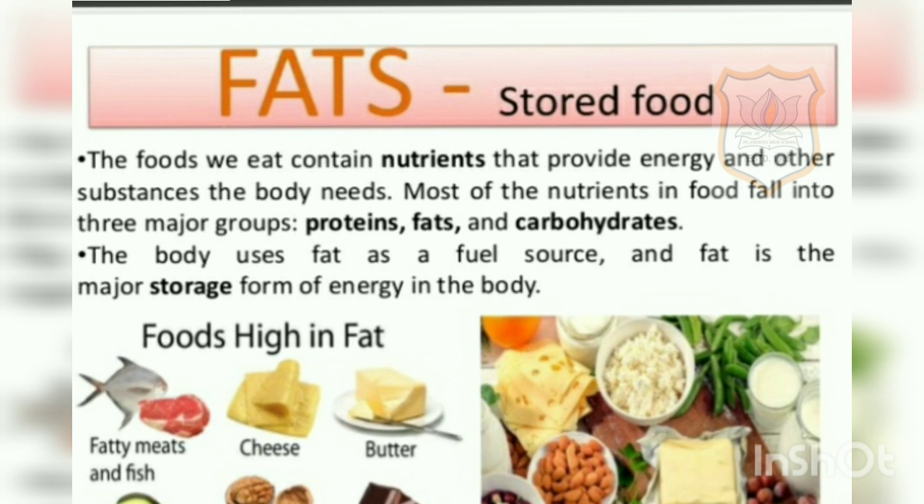Most of the nutrients in food fall into three major groups: proteins, fats, and carbohydrates. The body uses fat as a fuel source, and fat is a major storage form of energy in the body. Now, if you see in the picture, foods high in fat are fatty meats and fish, cheese, butter, chocolates, nuts, seeds, and avocado.